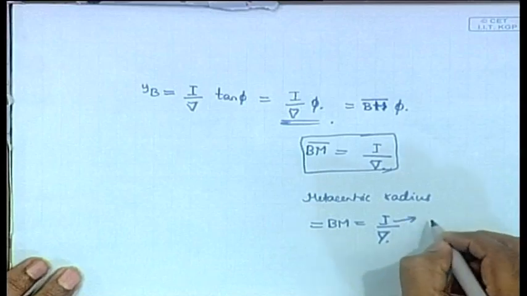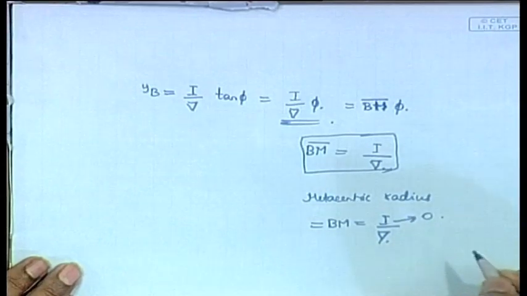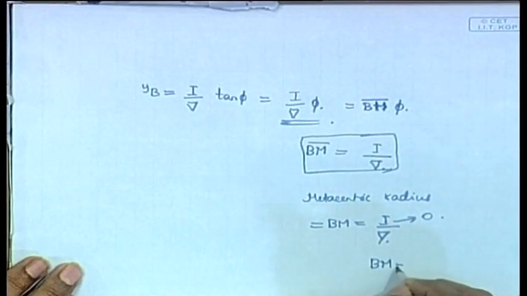There is no water plane area. Therefore, I is 0 for a submerged body. I mean, for a submarine, I is 0. Therefore, you have Bm equal to 0.